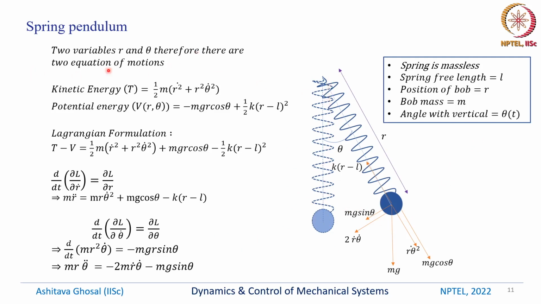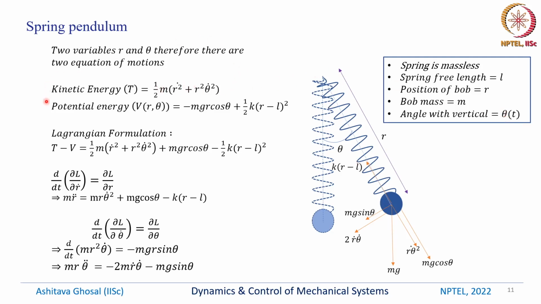So there are two variables, r and theta, which need to be used to describe the motion of this bob. This r here is the position of the bob along this direction. The free length of the spring is given by L. The mass of the bob is m, and the angle from the vertical of this line, which is the center line of this spring, is theta of t.